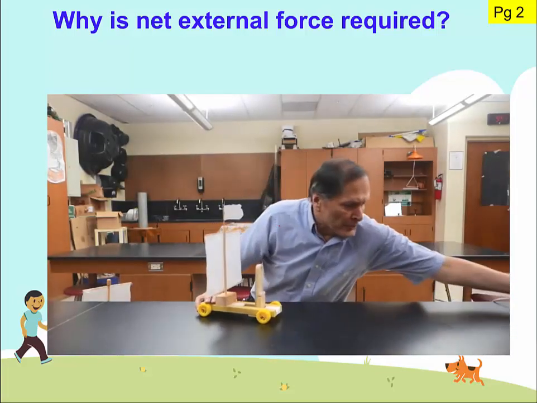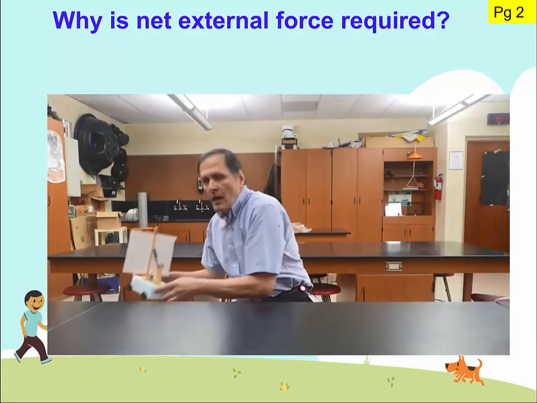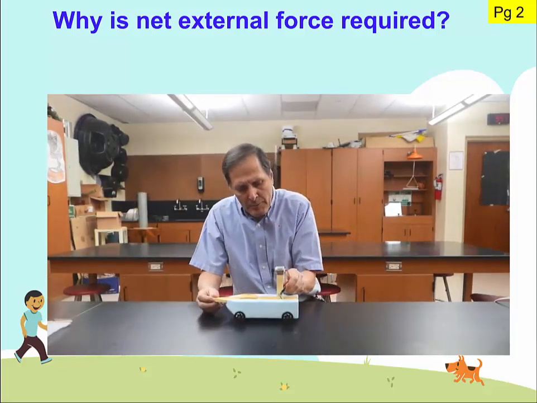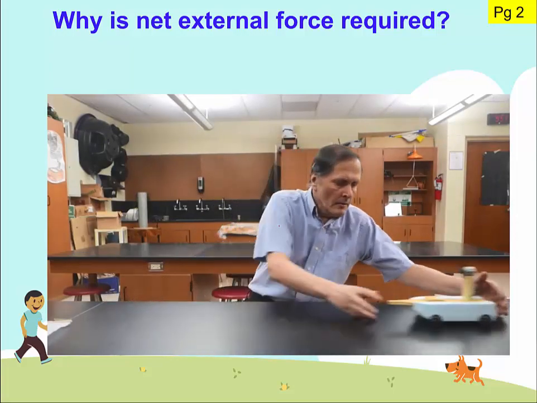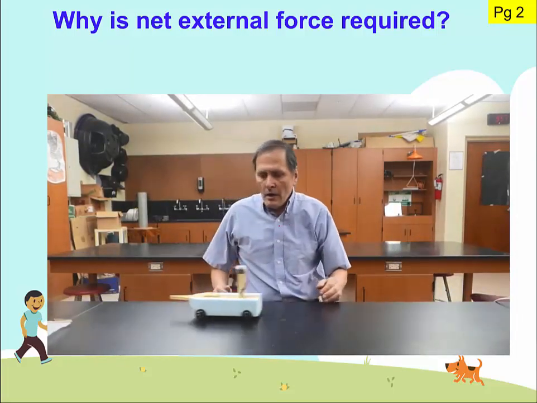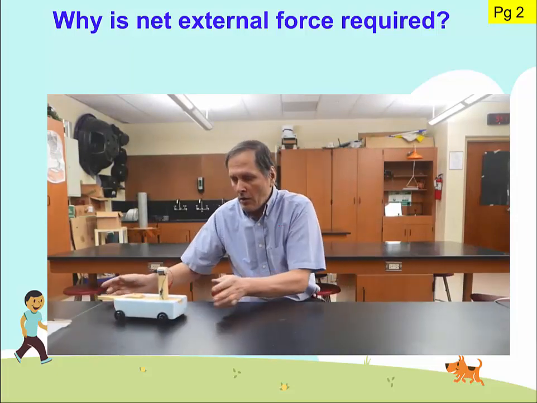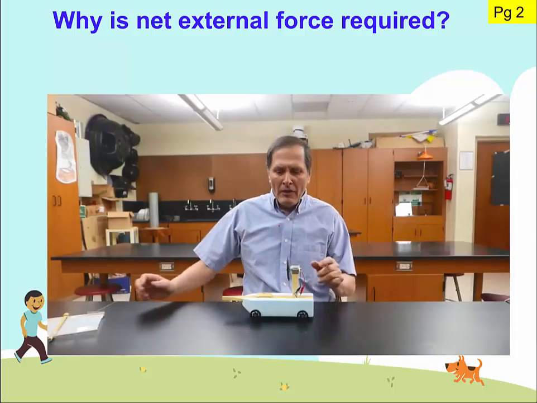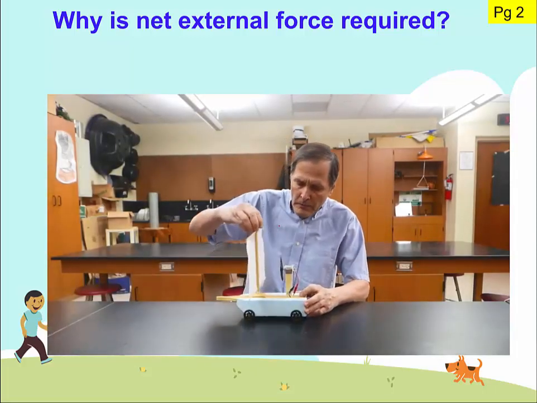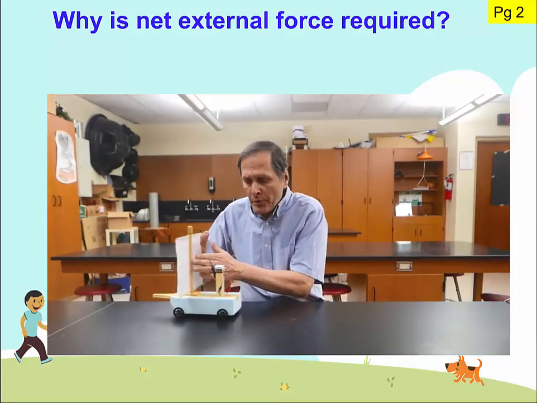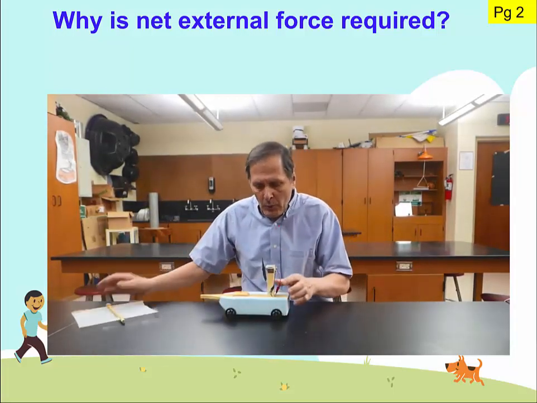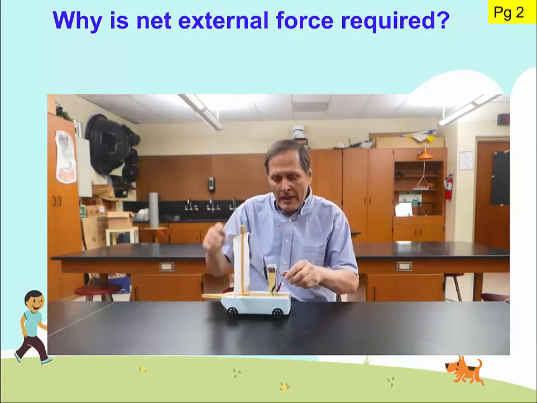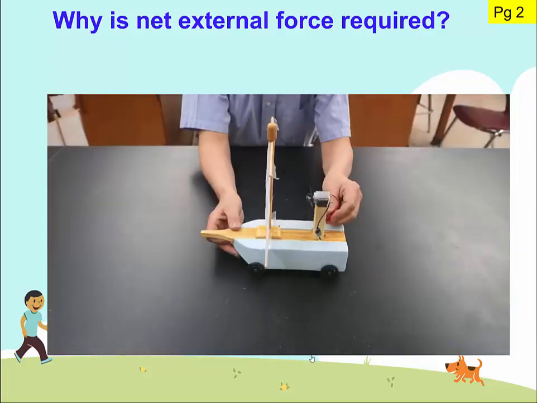Now, instead of using an outside air source, this cart has a fan on it, and if I turn it on, the fan is able to drive the cart backwards, in this case, which is a really nice example of Newton's third law. The fan pushes the air forward, which drives the cart backwards. So now the question becomes, well, with the sail, air hitting it wants to drive the cart forward. Without the sail, the fan wants to drive the cart backwards. So what's the result if I have the sail and the fan both acting on the cart together?